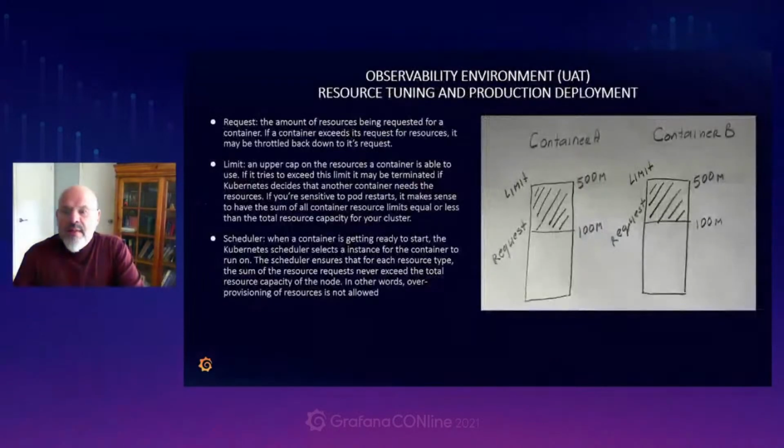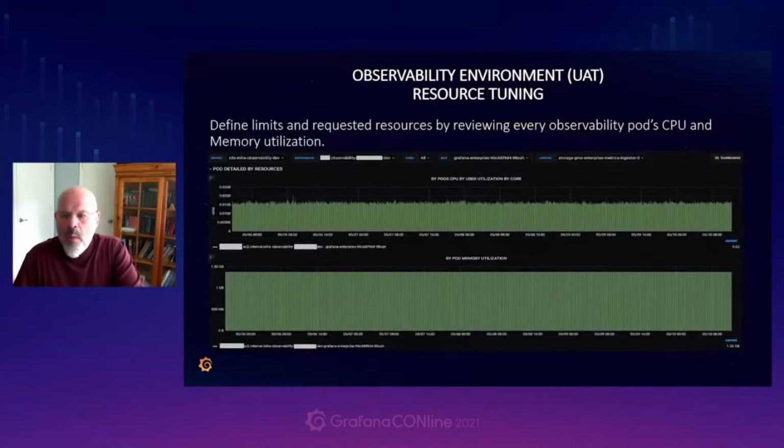And now the final piece is we have to understand how much resources we have to allocate for every pod. And for this reason, we have to measure this. This is why we build up everything on UAT. So now when everything starts to work, we're going back to our Grafana. We specifically monitor how much CPU and memory is taken by every pod in our observability namespace.